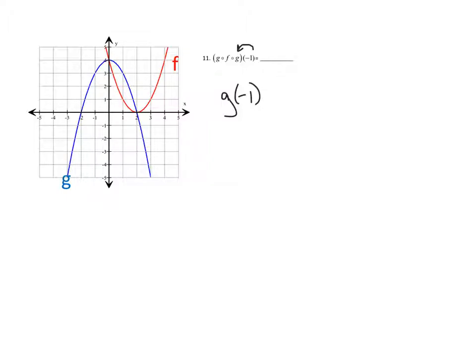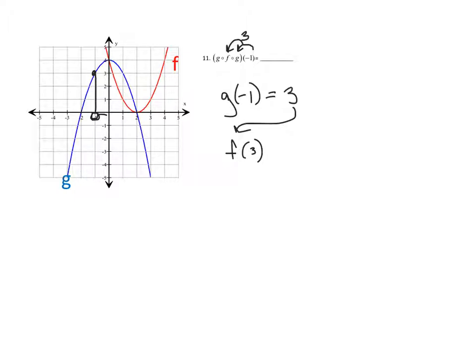Remember, g of negative 1 is your y value. So when x is negative 1, let's go over here. Here's negative 1 right there. g is right here up at positive 3. So g of negative 1 is positive 3. Now we're going to take 3 and plug it into f. So let's find f of 3.